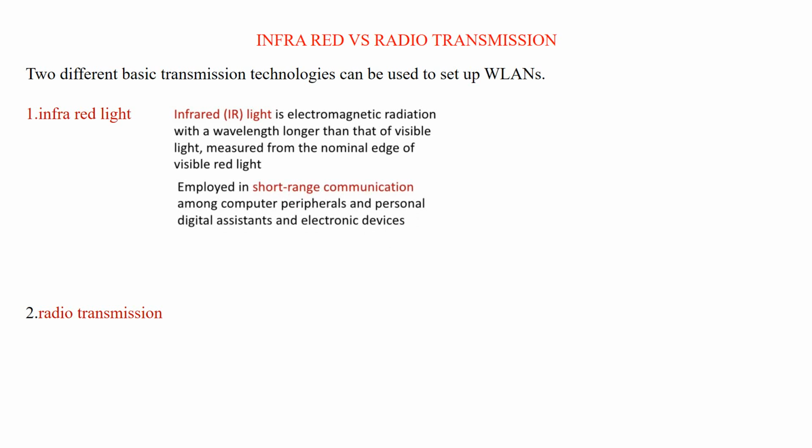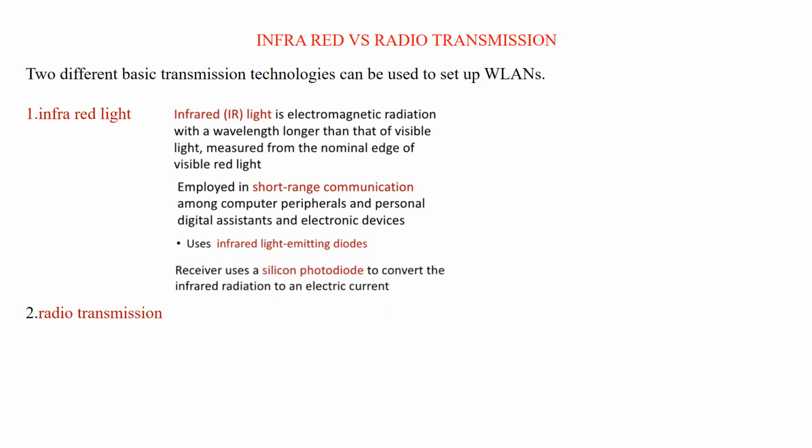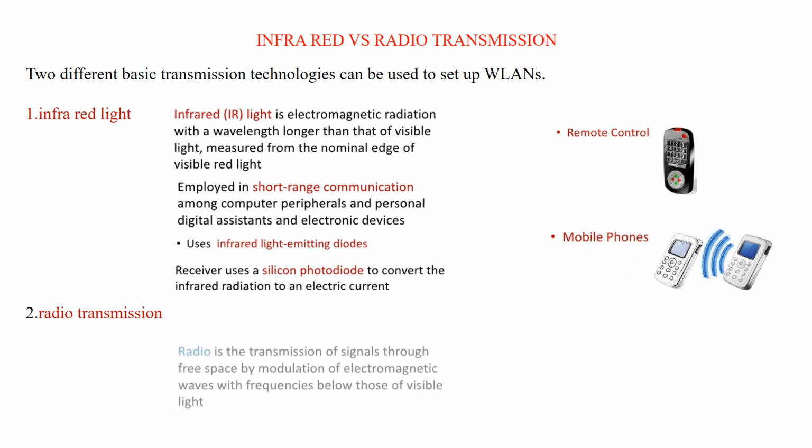It is usually employed in short-range communication, and it uses infrared light emitting diodes. A receiver uses a silicon photodiode to convert the infrared radiation to an electric current. A real-time example which uses infrared light is our remote control, which controls our TV or mobile or a fan or whatever it is. Next, radio transmission.